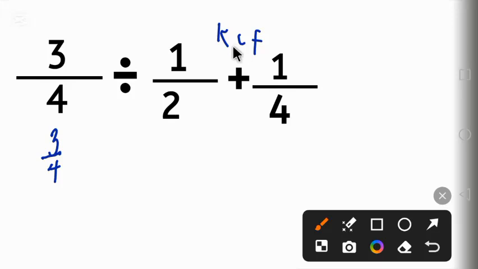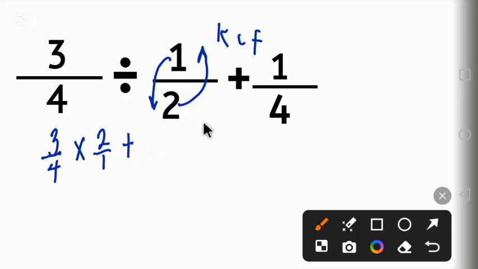Then the C here stands for change. That is, we are changing this division to multiplication. And the F stands for flip. We are flipping 1 over 2 into 2 over 1, or we invert it. That is, 2 will go up, 1 will come down. So it becomes 2 over 1.